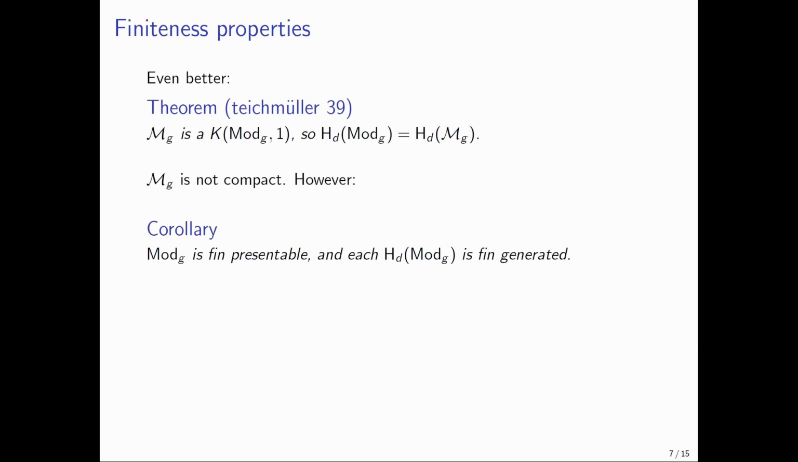However, in fact, this does imply two things. It implies the mapping class group is finitely presentable, so it's given not just by finitely many generators, but also finitely many relations. And also each homology group of the mapping class group is finitely generated. So I want to give you this argument right here.